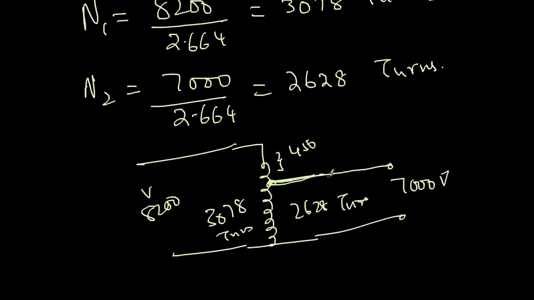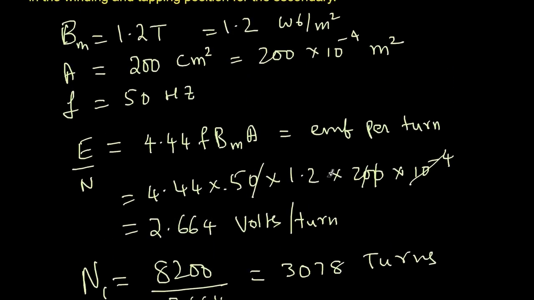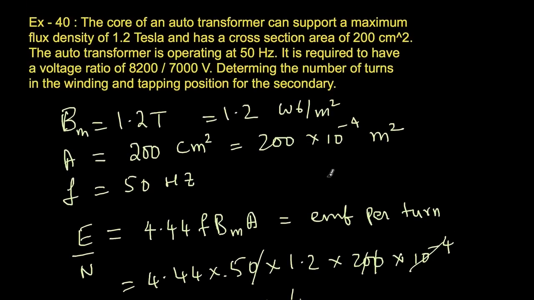I hope you had learned something in this video. In the next lecture we are going to see what happens if I convert a two winding transformer into an auto transformer by just changing the connections. That's what we'll see in the next lecture.